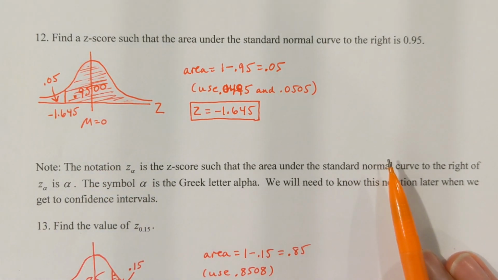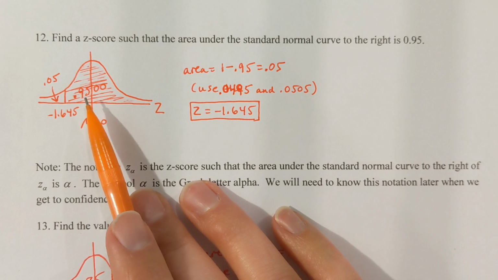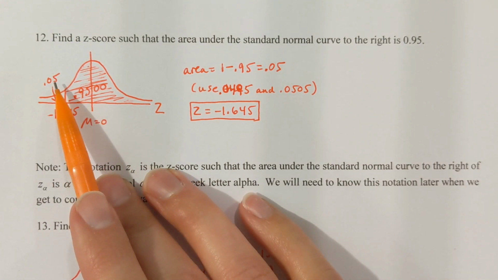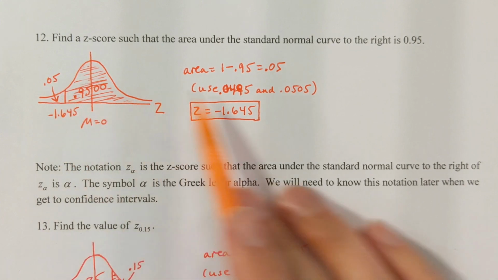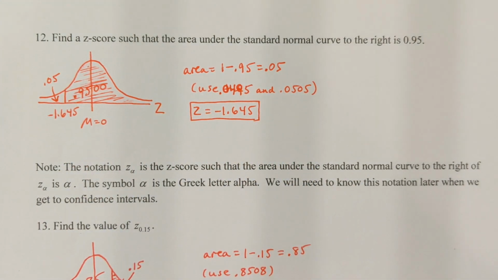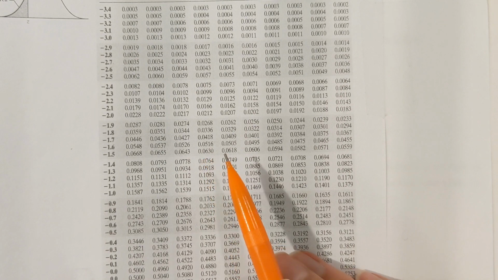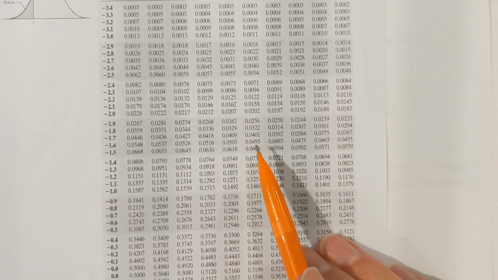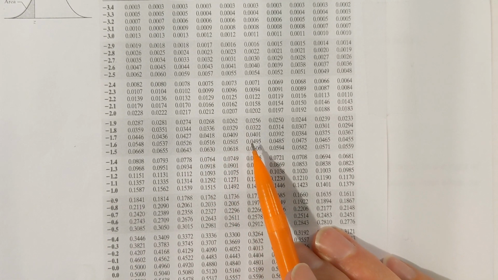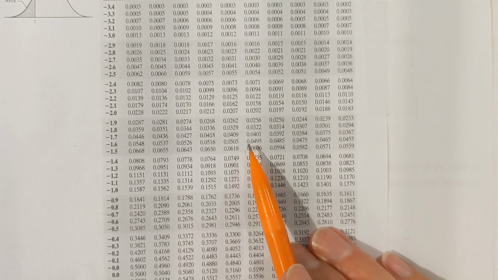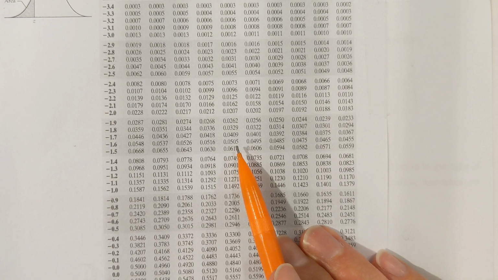The table only gives area to the left, and so I don't want to be looking for 0.9500 in the chart. I want to be looking for 0.0500. That is the area to the left. Okay, so I'll go to the chart now, and 0.0500 is not listed. Remember that it's typical to see that the area probability is not there, so you're just going to take the closest number.